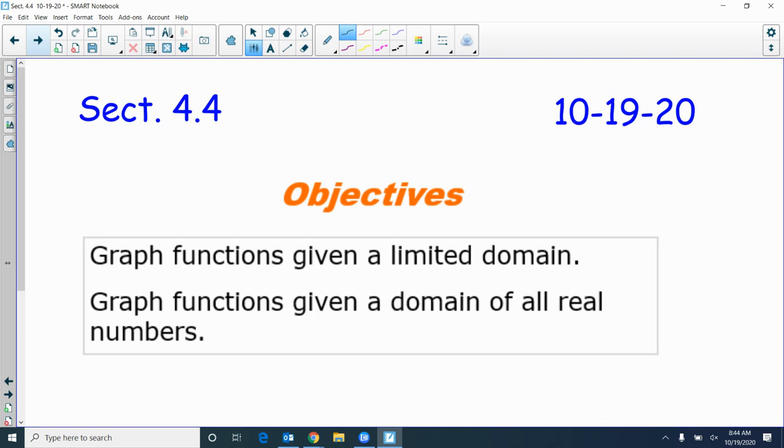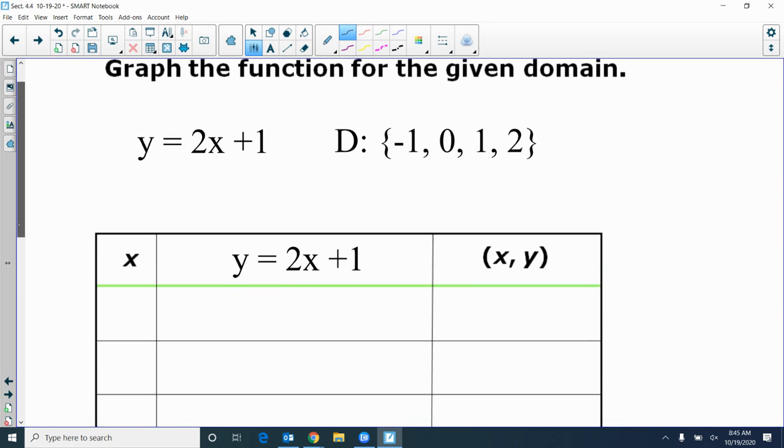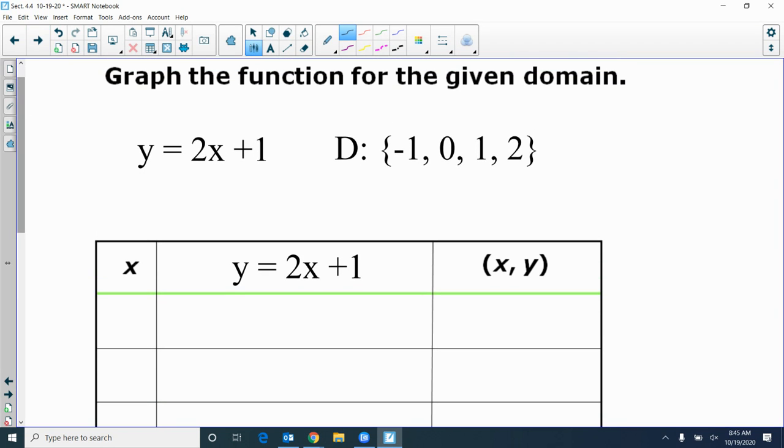All right, let's take a look here. Graph and functions. We started that. We want to find patterns. We want to be able to plot points. And then we're going to give a limited domain, and then we're going to give the domain of all real numbers, but you can pick anything. Okay. All right, I'm gonna give you the function.